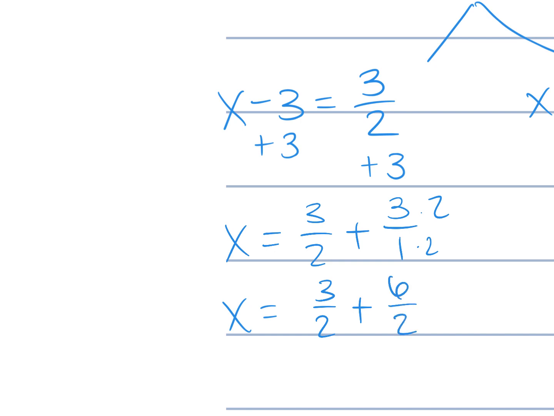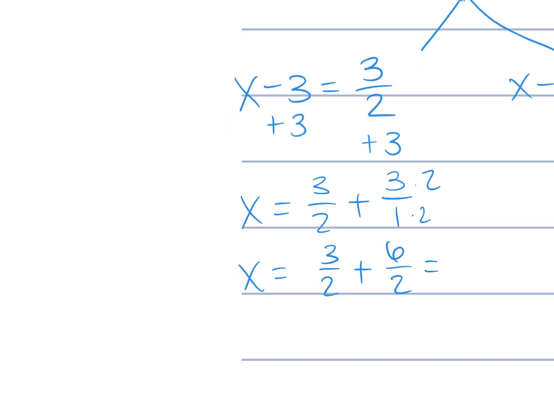Good, Matthew. What do I get when I add these? 9 over 4, right? No, what did I do wrong? 9 over 2. You don't add the denominators. Very good. 9 over 2.